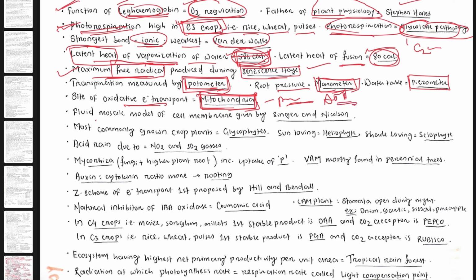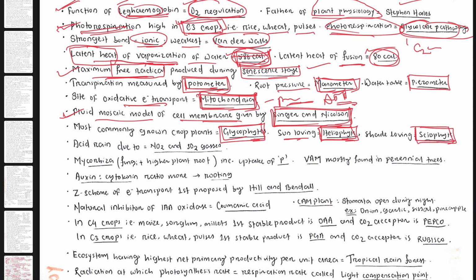Fluid mosaic model of cell membrane was proposed by Singer and Nicolson. Most commonly grown crop plants are glycophytes. Okay, one is glycophyte, another one is halophyte, right? So most of the plants are glycophytes. Halophytes are those plants which can survive in saline conditions. Sun loving plants are known as heliophytes, and shade loving plants are known as sciophytes.